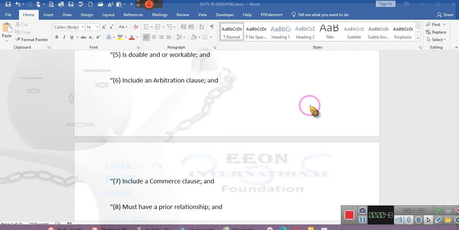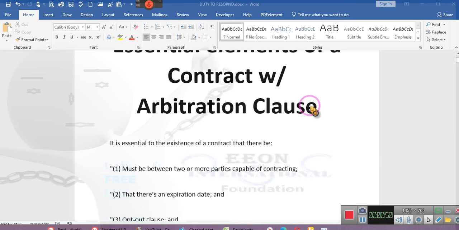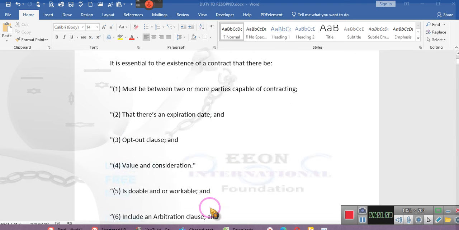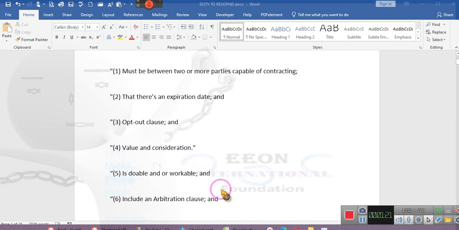This is the empowerment series. So those of you who have arbitrations, we're talking about essential elements of an arbitration clause. This is called duty to respond. This document is located at the SACOM PDF section of the website. Elements of a contract and the arbitration clause. Ladies and gentlemen, we've already taught you how to put together an arbitration agreement by doing a notice of change in terms of agreement and incorporating all of the elements that are listed here.